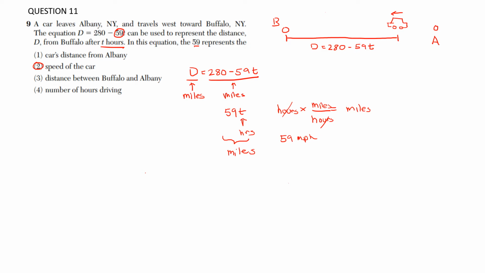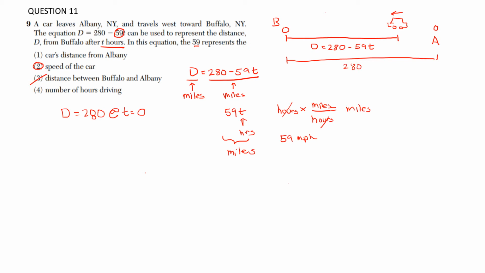So answer choice 3 says the distance between Buffalo and Albany. We know that at t equals 0, d equals 280, right? At t equals 0, which represents the car still being at Albany, it still has to travel the entire distance, meaning 280 is the distance between Buffalo and Albany. Now this isn't 59. And let's label that here on this diagram, so we know that this entire length is 280.